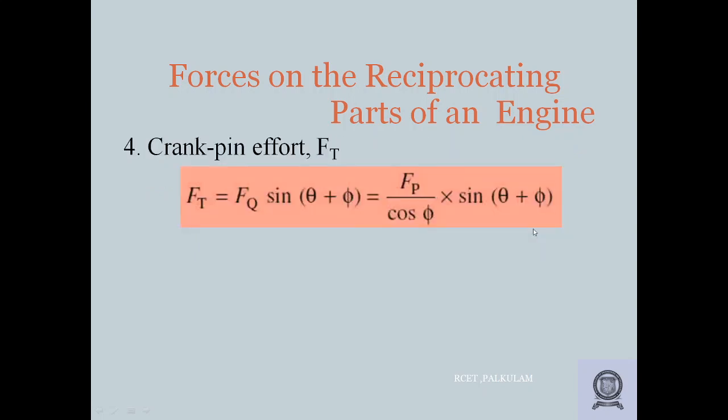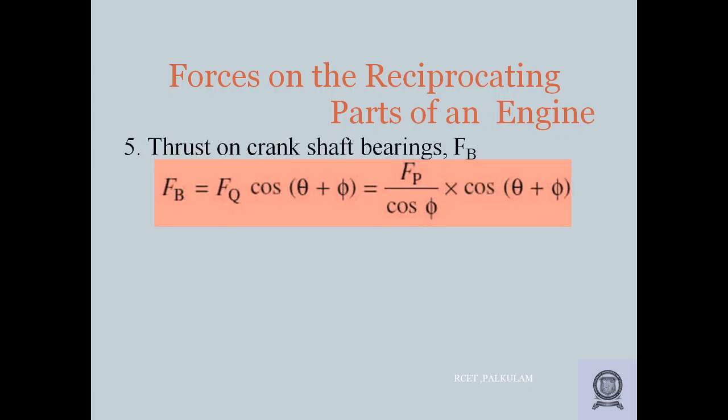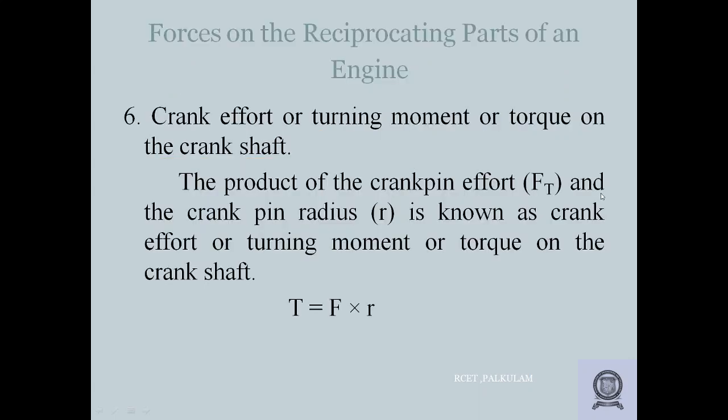Next is the crank pin effort Ft. Ft is equal to Fb into sin theta plus phi divided by cos phi. Next is the thrust on the crankshaft bearing. Fb is equal to Fp by cos phi into cos theta plus phi.